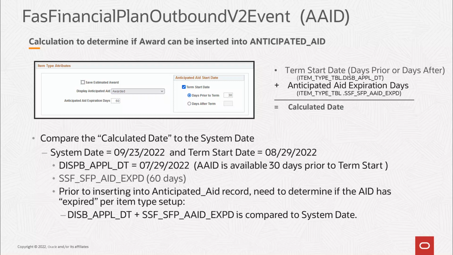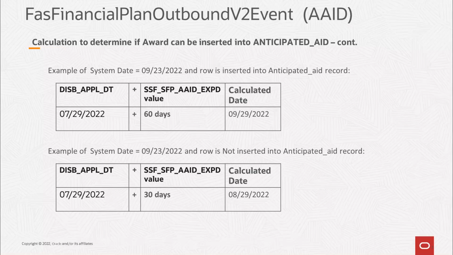This data is represented in the SSF_SFP_AID_EXPD field. To determine if the aid has expired, you'll take the disbursement apply date plus the aid expiration days and compare that to the system date. Looking at the first grid, the calculated date is September 29, 2022, which is greater than the system date of September 23, 2022. This transaction will then be inserted into the anticipated aid record.